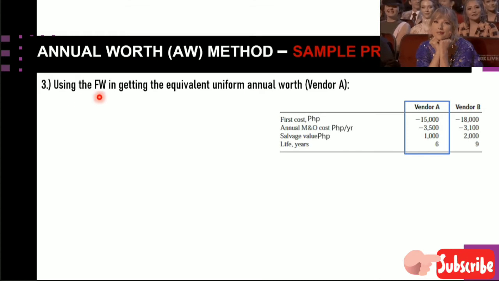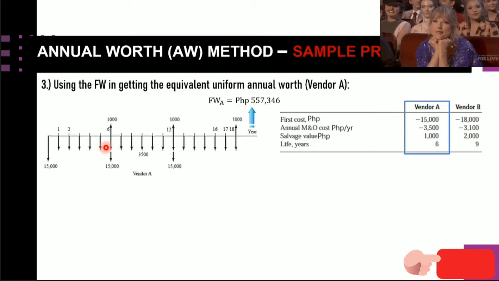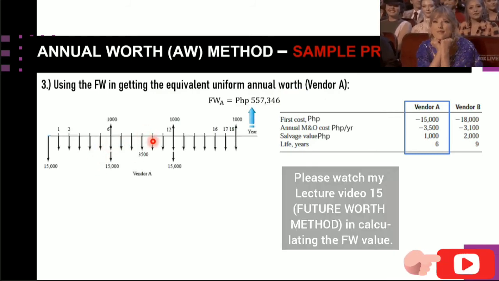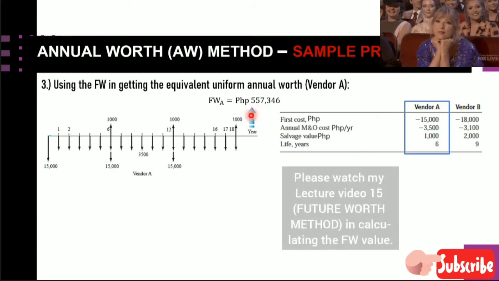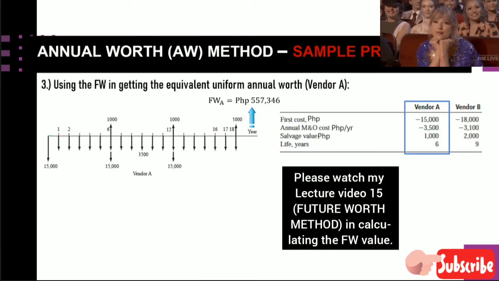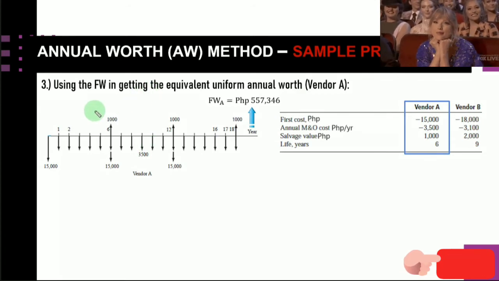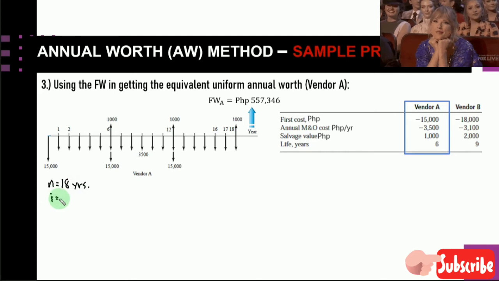So we have here the third, using the FW value in getting the equivalent uniform annual worth for vendor B. So you have now this cash flow diagram in our previous lecture, in which we calculated the future worth value of your vendor A, which is equivalent now to this 557,346. Again we are going to use this value in calculating the equivalent uniform annual worth AW. So we are done with this one. So our I is 15 and our N, we will consider again N is equal now to 18 years, and then our I is still 15%.